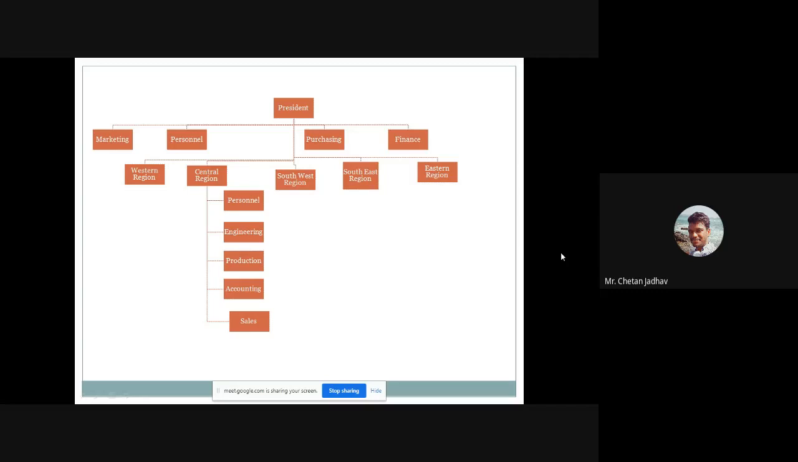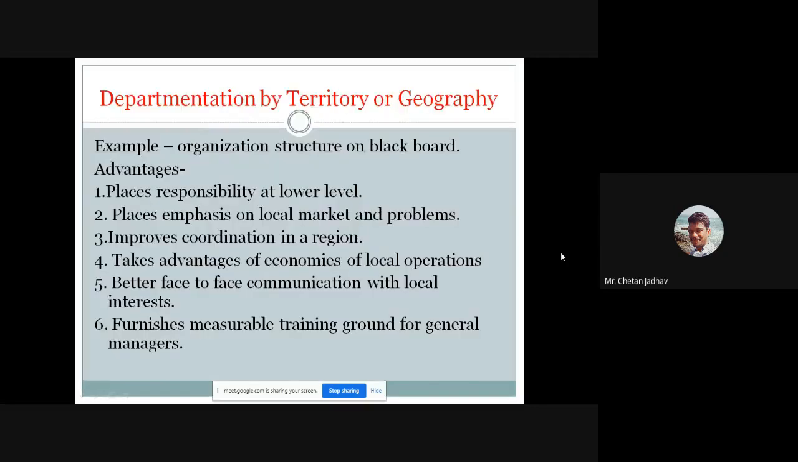The president will collect the day-to-day report from the western region, central region, southwest region, southeast region, and eastern region. He will understand all the daily reports from each and every region. And according to those daily reports, whether all the regions are on the correct path or not, they will decide the further course of action. Okay, then we can take the advantages of this territory or geography departmentation. So what are the major advantages of this type of departmentation?